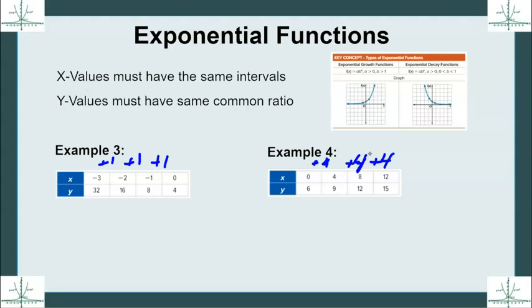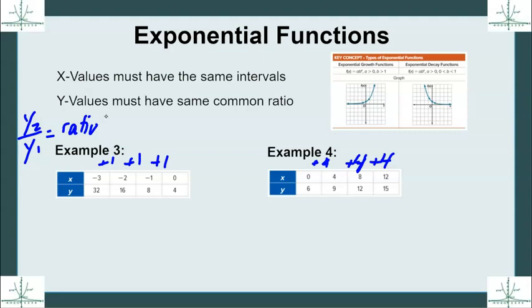So how do you find the common ratio? To find a common ratio, you take one y value. So if I have y value 2, you're going to be dividing by y value 1. So it's going to be y2 divided by y1, and that's going to give you your ratio. So you always take the y value divided by the previous y value.